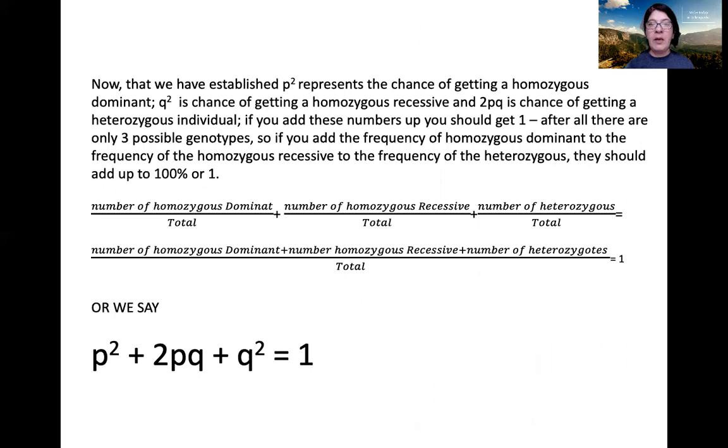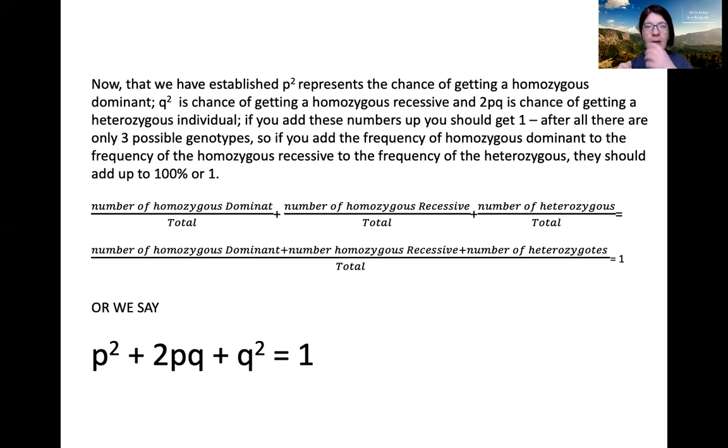Okay. So now that we have established that P squared represents the chance of getting a homozygous dominant, right? The frequency of the dominant times the frequency of the dominant will give you homozygous dominant. The frequency of the recessive times the frequency of the recessive gives you homozygous recessive. That will be Q squared. And we can get PQ, dominant times recessive frequency, which is a heterozygous, 2 ways, which means the frequency of a heterozygous individual is 2 times PQ.